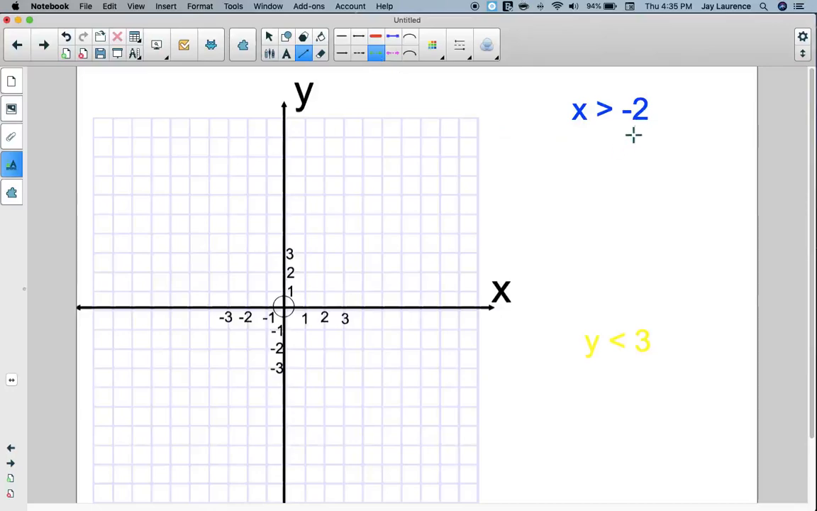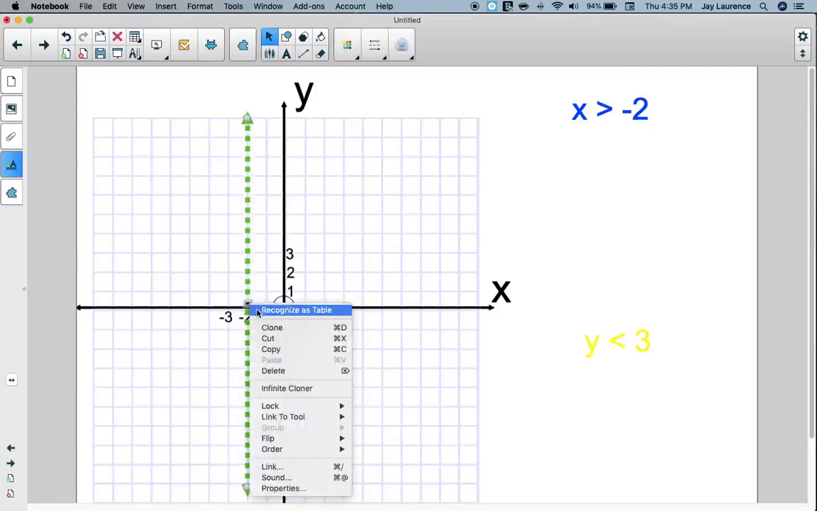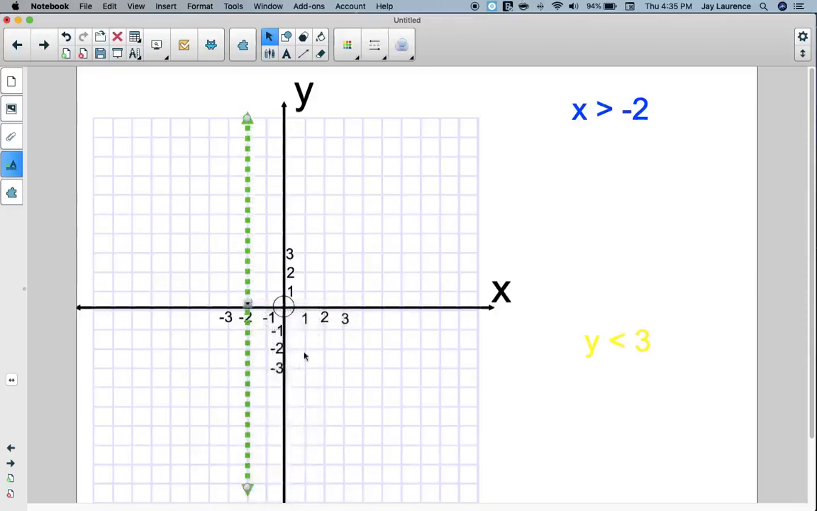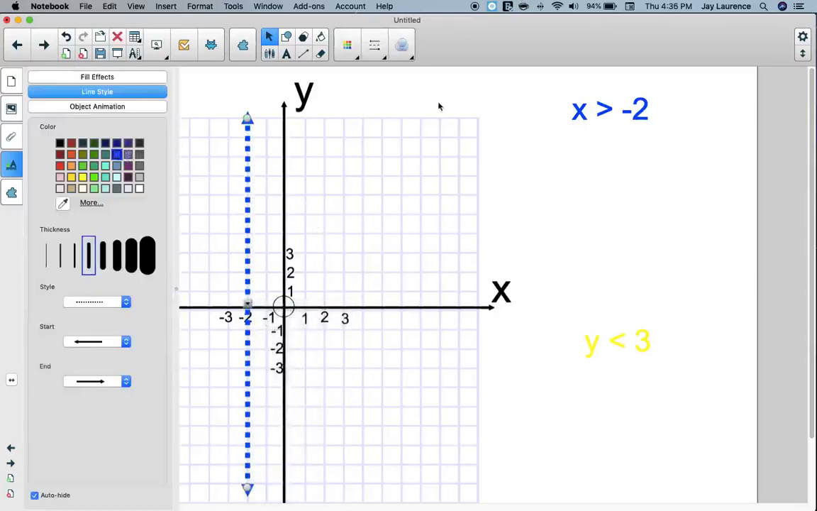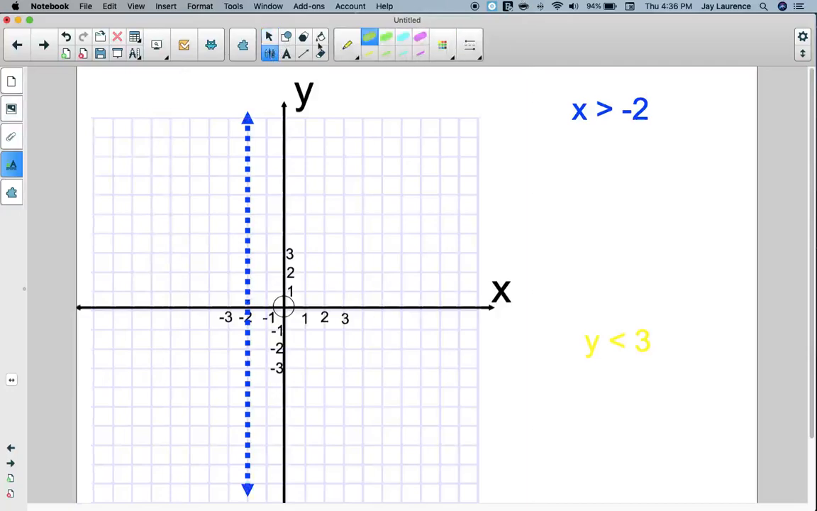All right, first off, this is a vertical line. X is -2. X is always -2 along this line. Now, I need a number that makes that a true statement, right? So let me make this inequality true.